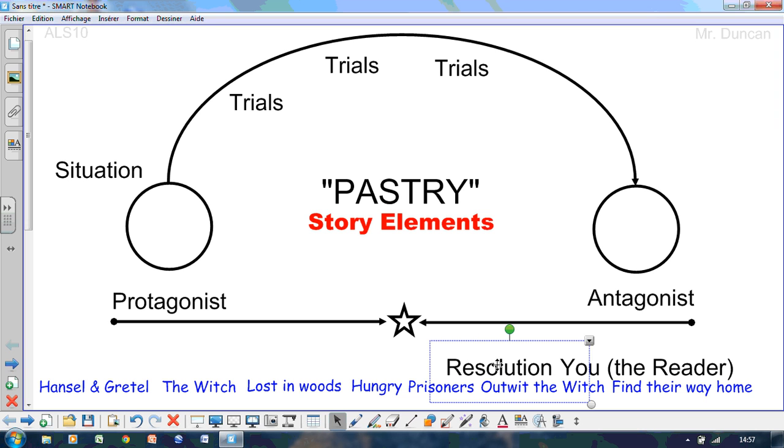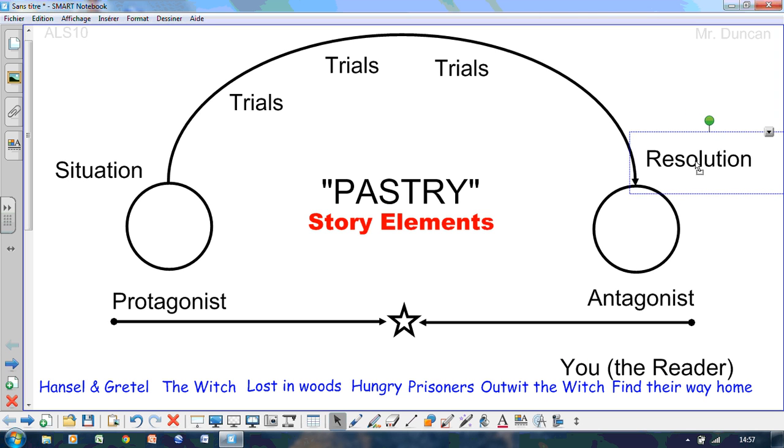The R in the word PASTRY stands for resolution. And resolution, in the sense that we're using it here, is talking about the solution to whatever problem it is we started with.